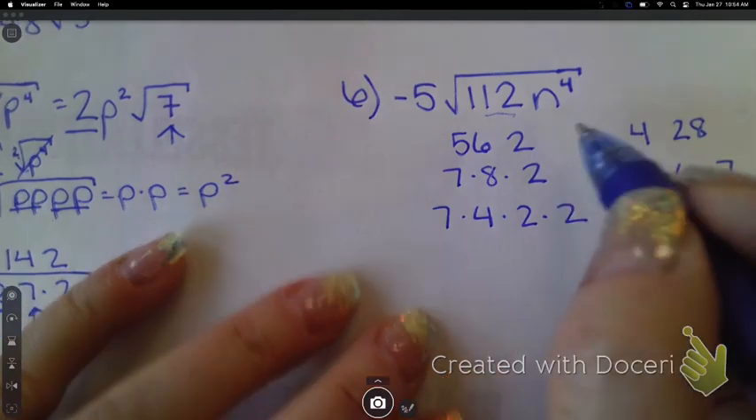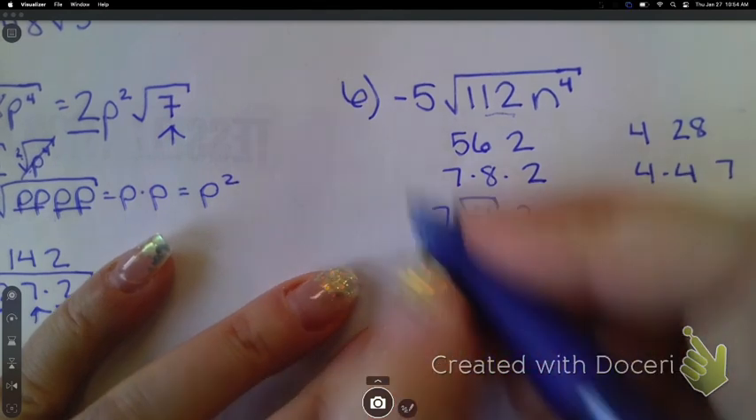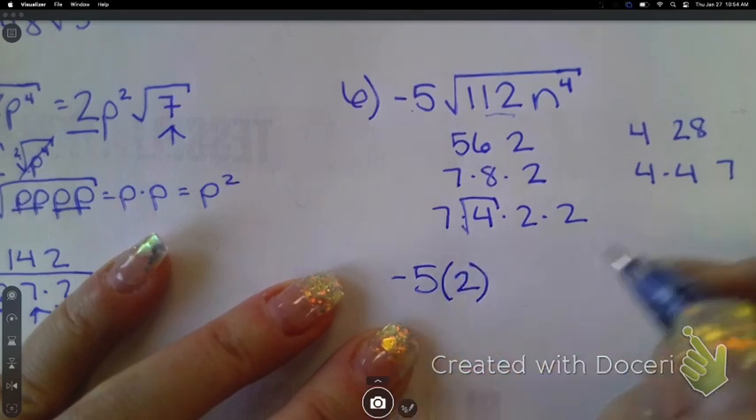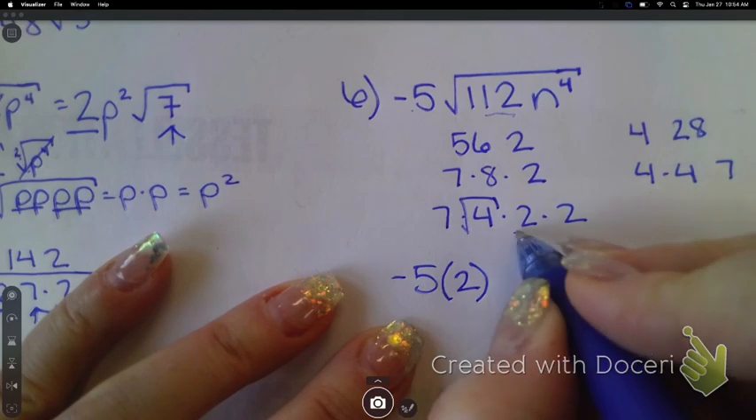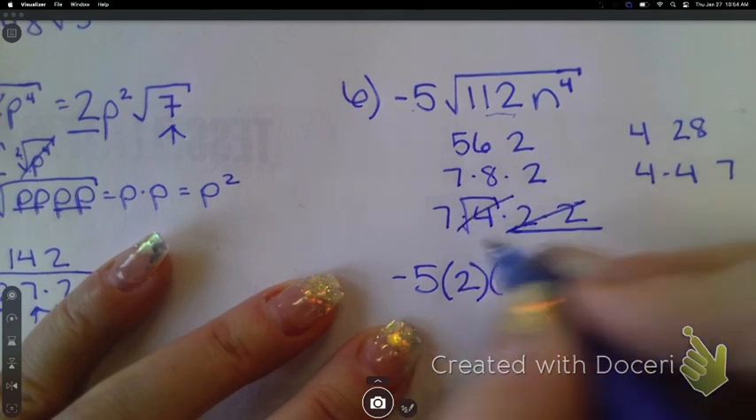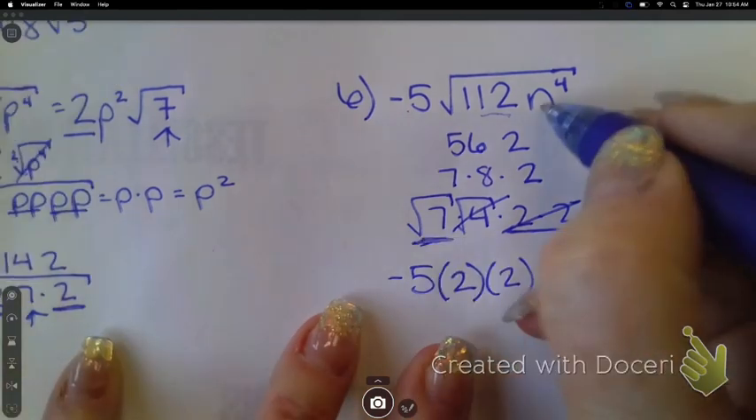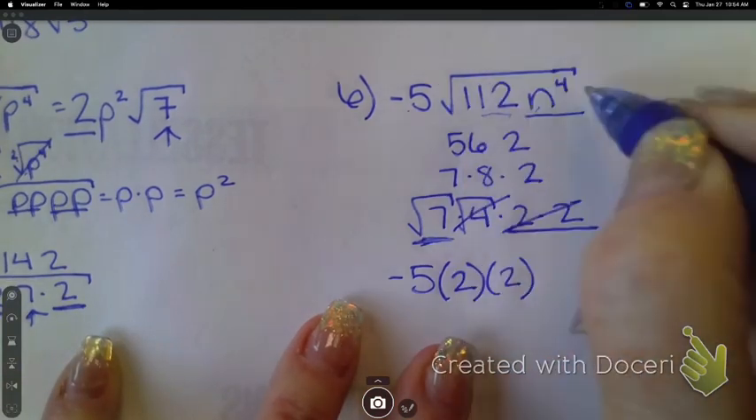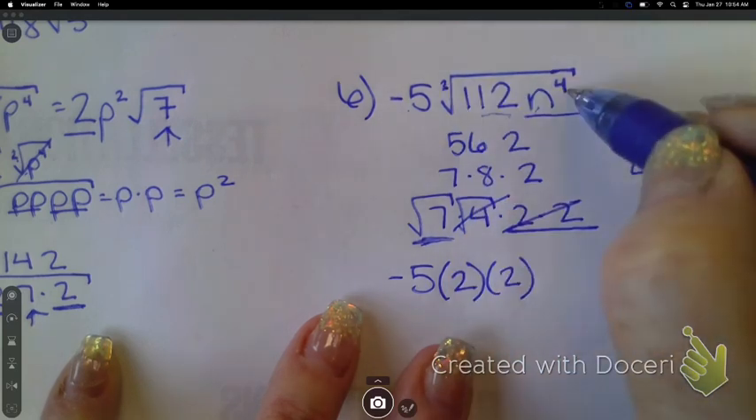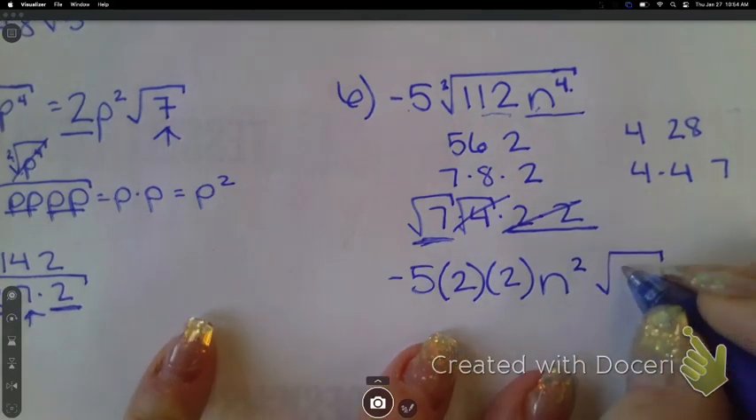Okay, so Henry, what is the square root of 4? 2. So I'm going to have negative 5, because it's already there, times 2, and I can bring out a set of what? 2, so I have another 2, and what do I have left over? 7. Square root of 7. Okay, so that's going to have to go in, but now I have n to the 4th. So I'm going to divide 4 by what? 2. How many times does 2 go into 4? 2. So I'm going to have n squared, and then the square root of 7.